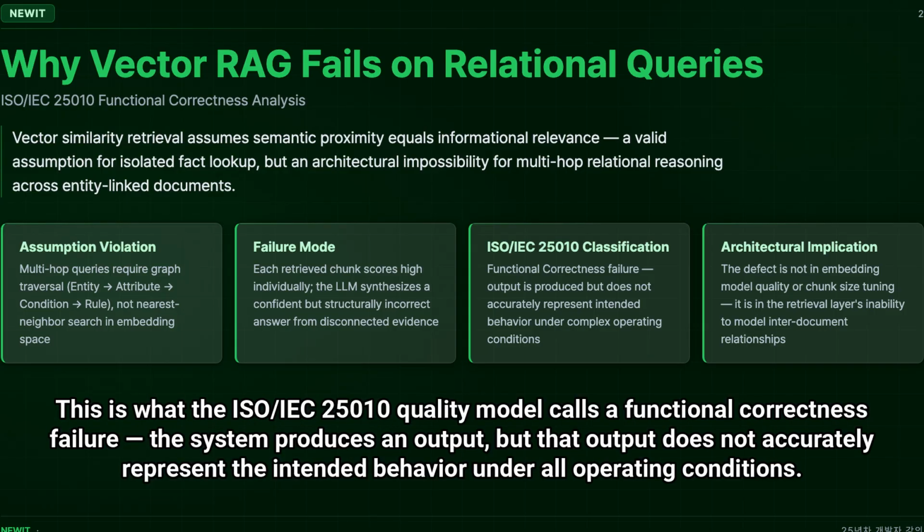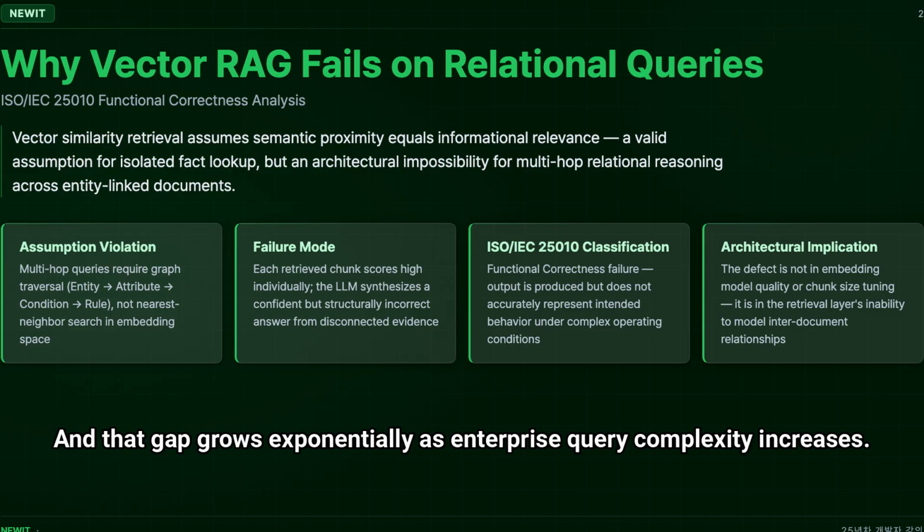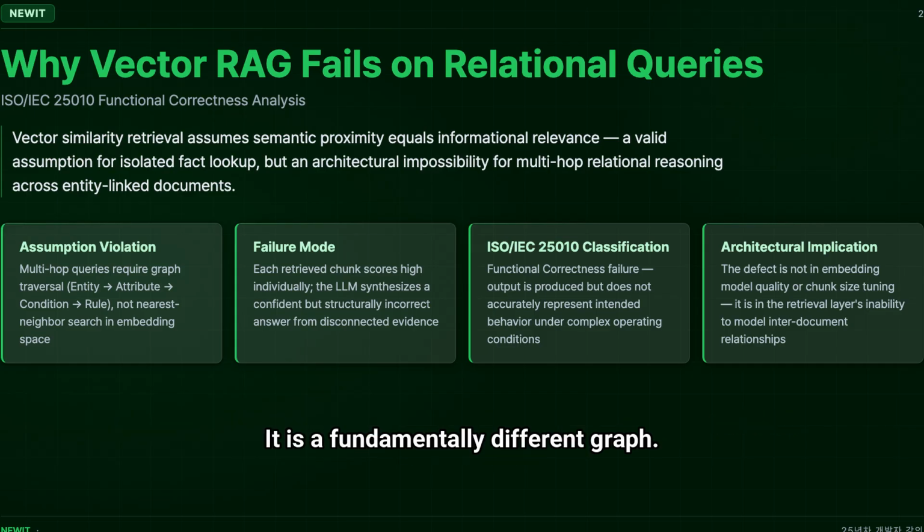This is what the ISO IEC quality model calls a functional correctness failure. The system produces an output, but that output does not accurately represent the intended behavior under all operating conditions. The gap is not in the model. The gap is in the retrieval architecture's inability to model relationships, and that grows exponentially as enterprise query complexity increases. But here is what most teams still do not realize. The fix is not better embeddings, it is a fundamentally different graph.